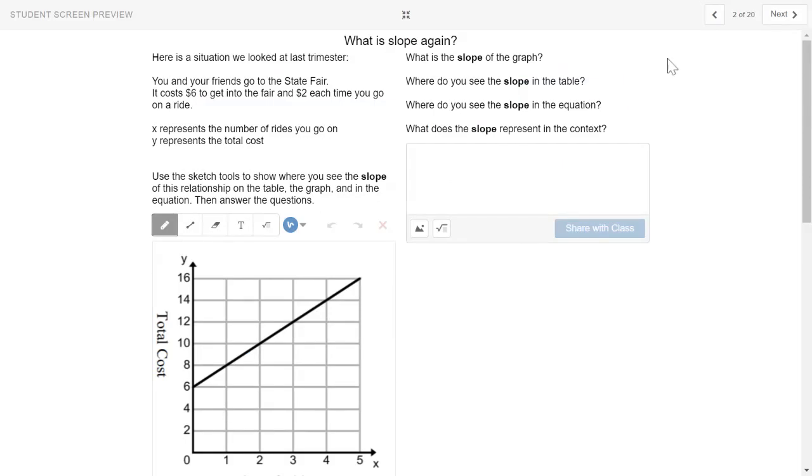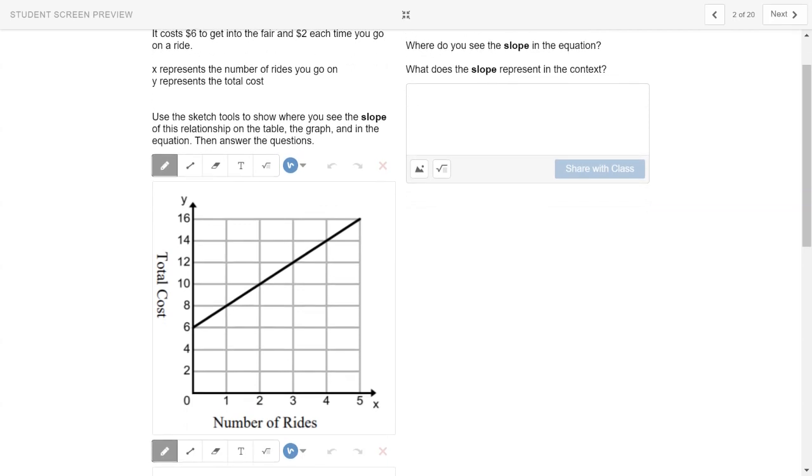I'm going to make it a little bigger so I have more screen. All right, here's a situation we looked at last trimester. You and your friends go to the state fair. It costs $6 to go to the fair and $2 each time you go on a ride. X represents the number of rides you go on. Y represents the total cost. Use the sketch tools to show where you see the slope of this relationship in the table, the graph, and the equation, and answer the questions.